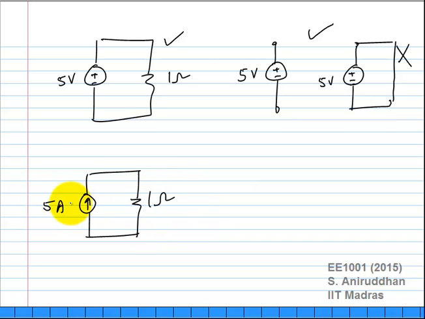Can I do this? I have a current source, 5 amp current source. I put a 1 ohm across it. Who said no? Of course this is possible, right? You can easily figure out that you have a 5 volt voltage across the current source, which is perfectly fine. Can I do this? Of course not, right? You can't do this because KCL will be violated.